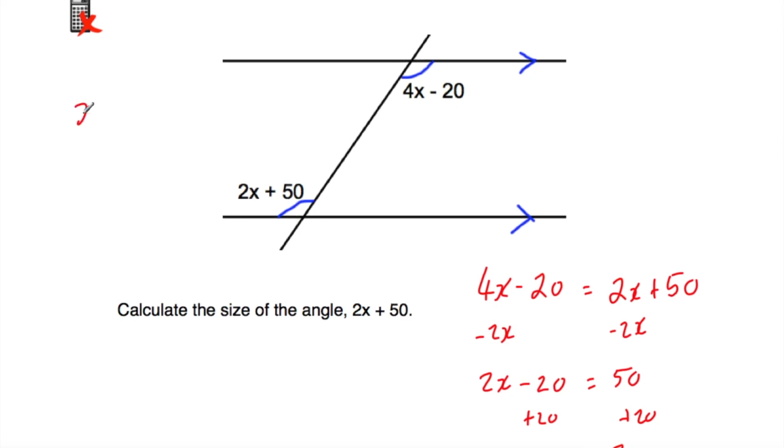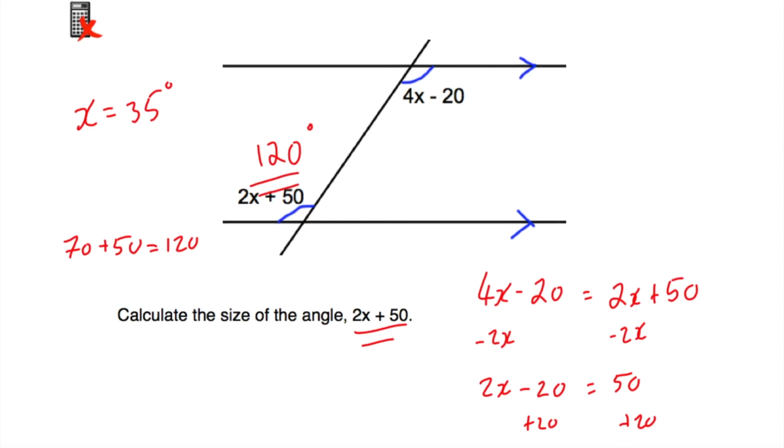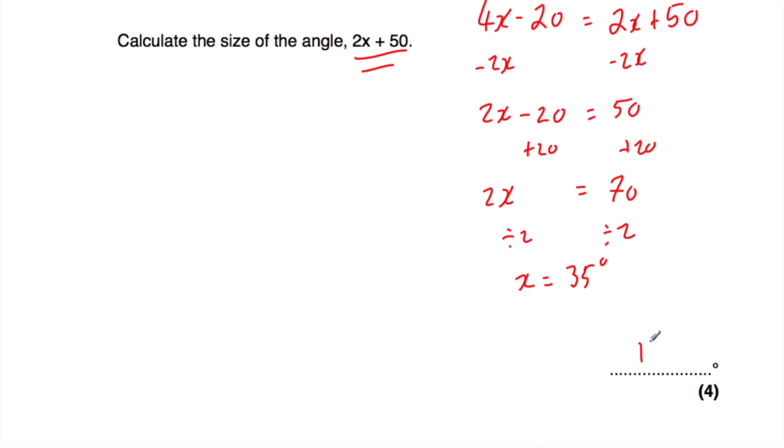Now, we know that x is equal to 35 degrees. But the question actually asks us to work out the size of the angle 2x plus 50. We want to find the size of this angle, this obtuse angle. So 2 times x, 2 times 35. Well, double 35 is 70, so 70 plus 50. And 70 plus 50 is equal to 120. So this angle is 120 degrees. And that's it. So the size of that angle is 120 degrees.